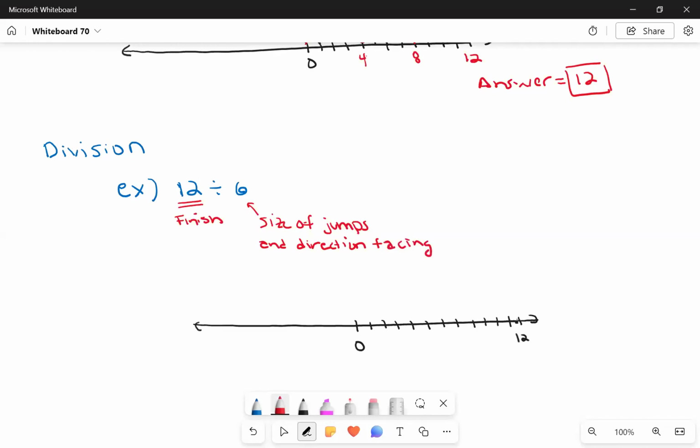Facing. Okay. So because we are dividing by a positive 6, our little person is going to be facing to the right. Their little hat is going to indicate that they are facing to the right. Okay, so there they go. And then they're going to take jumps of 6. So 1, 2, 3, 4, 5, 6 to get to 12.